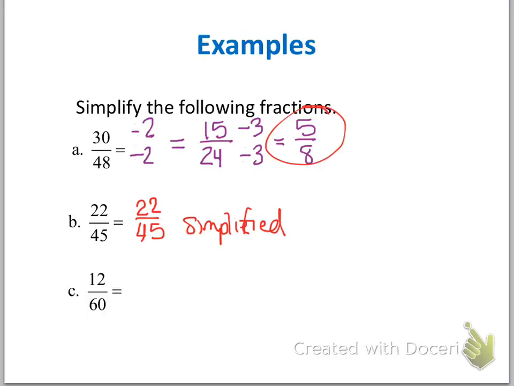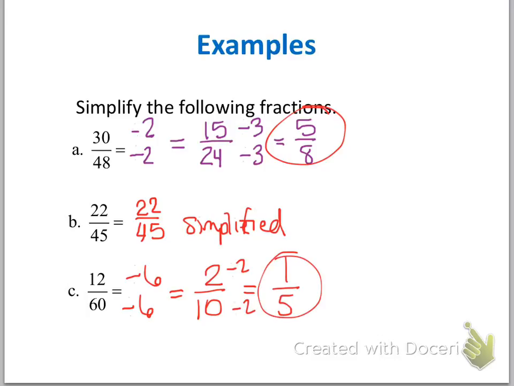Letter C, I can divide the top and bottom by 6. And that'll give me 2/10, which I could continue to divide by 2, which gives me 1/5. Now remember, if you don't use the same divisor as I do, you should still get the final simplified answer the same. It just might take you more or less steps.